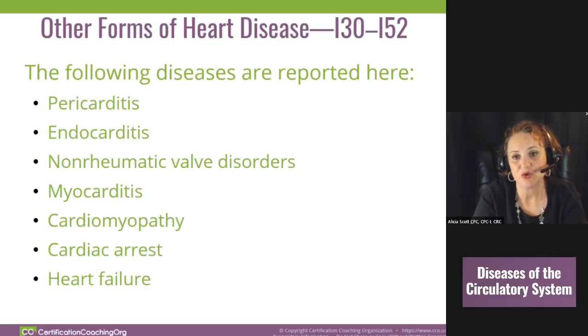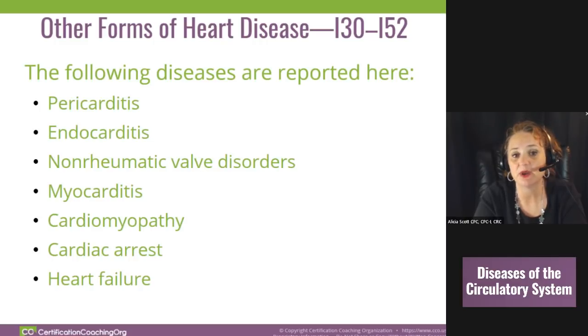Now we're in other forms of heart disease. Remember, other means that they don't fit in any of the categories that we've listed thus far. I30 through I52, this is a pretty big code range. Let's talk about these diseases that you're going to see. And if you don't know what some of them are, then you need to look them up and do some research.